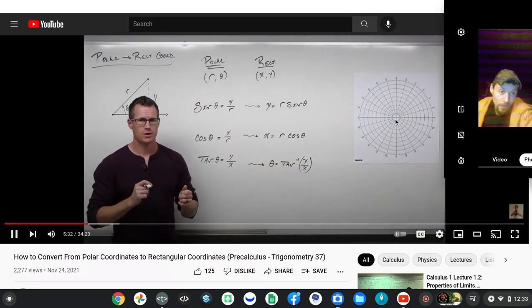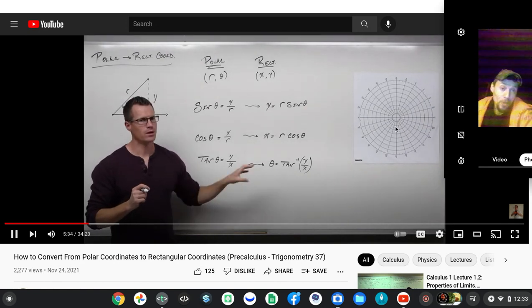Now, this is a little tricky because our quadrants can get a little bit messed up. We have to really watch this.